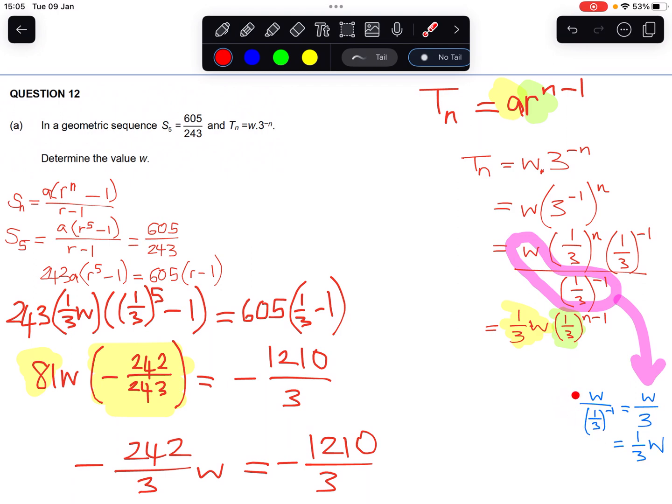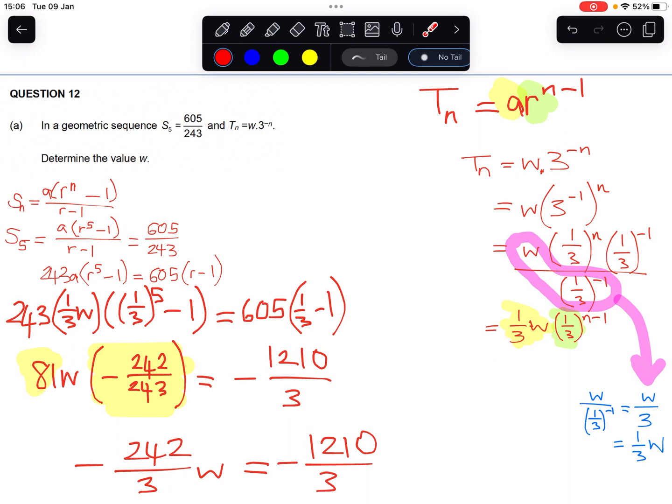So that would be w times a third, which is w over 3, which is a third w. So this part of the expression simplifies to a third w. So we have Tn is equal to a third w times a third to the power of n minus 1. On those grounds, I concluded that r is a third and a is a third times w.